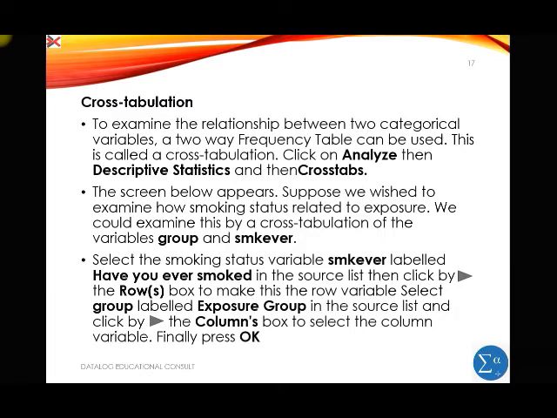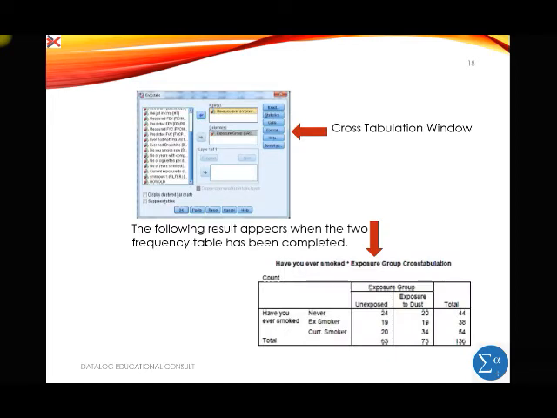We could examine this by a cross tabulation of the variable groups and smoke ever. Select the smoking status variable, labeled "Have you ever smoked", in the source list, then click the row box to make this the row variable. Select group, labeled exposure group, in the source list and click the column box to select the column variable. Finally, press OK. Let us do that. This is our cross tabulation window. This is the result that is expected of us to have.